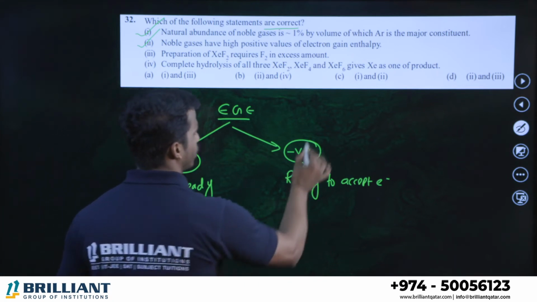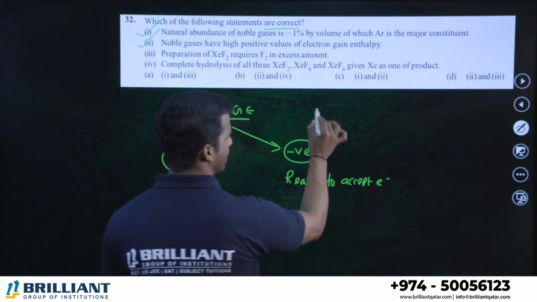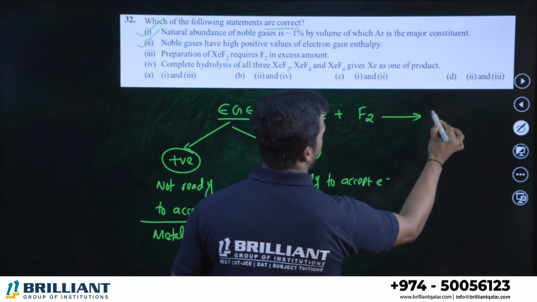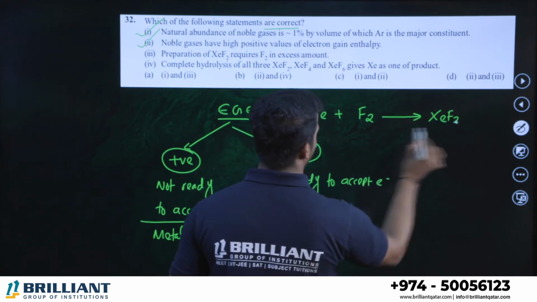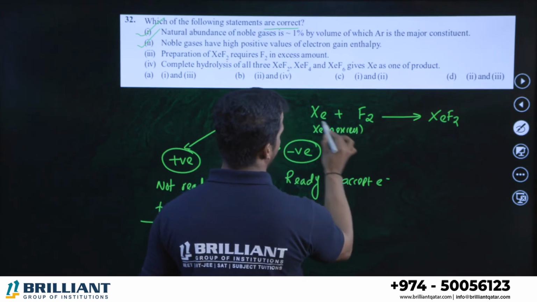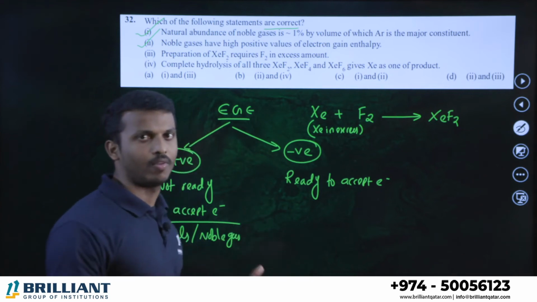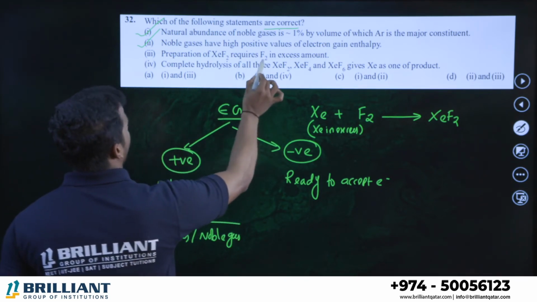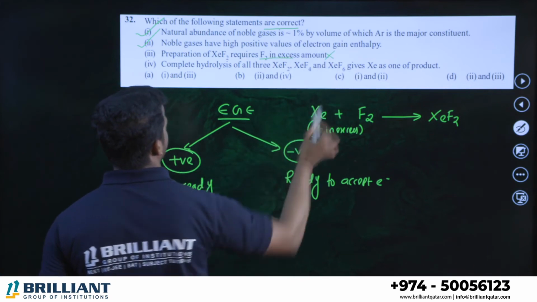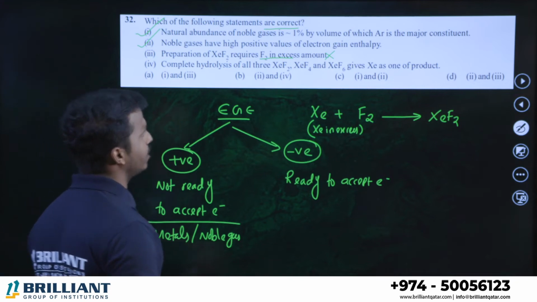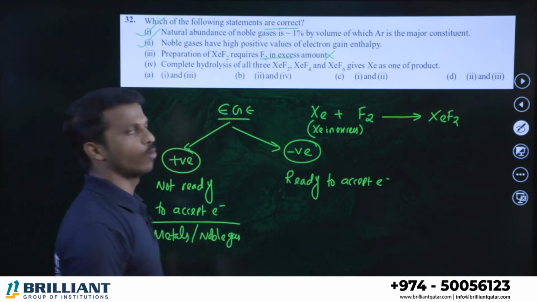Preparation of XeF2 requires F2 in excess amount, right? You may study the preparation of XeF2, XeF4, XeF6. XeF2 we prepare by Xe plus F2. We get XeF2 where we are using xenon in excess quantity, right? You know the condition, 673 Kelvin, 1 bar pressure. So xenon should be in excess, not fluorine in excess. That is wrong.